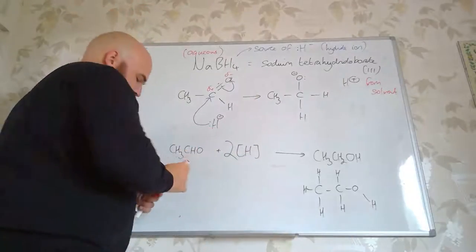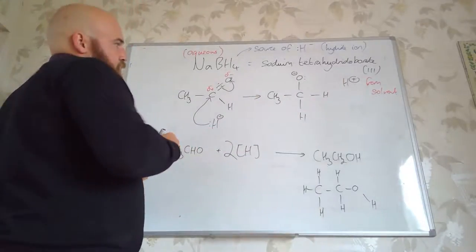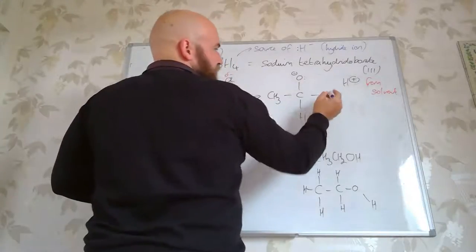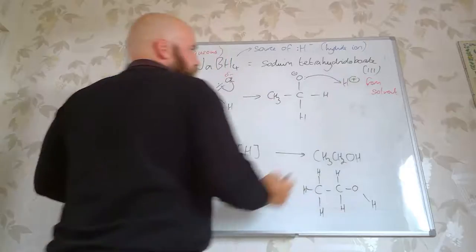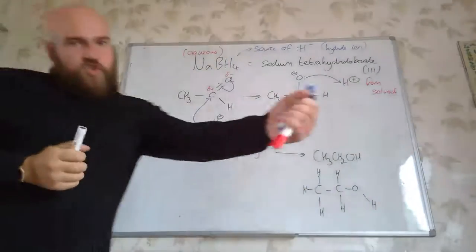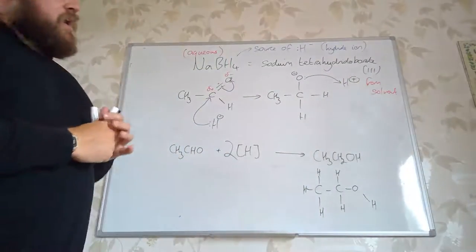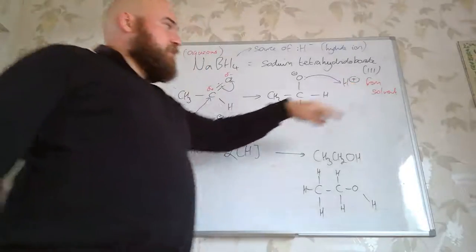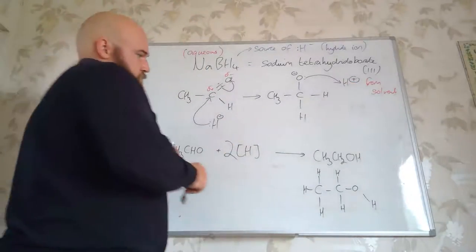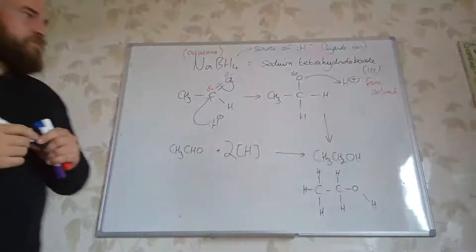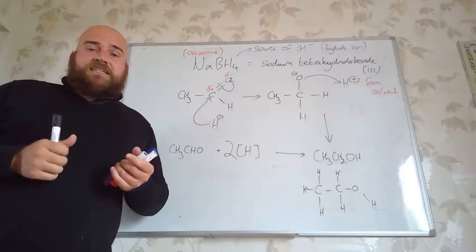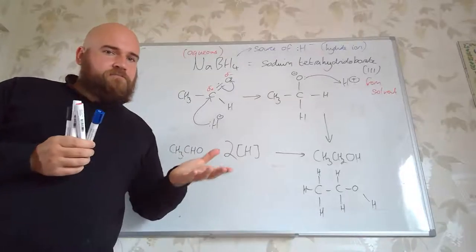And then you can see there'll be a nice simple, again, be careful, don't make this arrow straight. Make it nice and curved. That lone pair will attract the hydrogen, the H plus from solvent, and form our product. And that's it. It's a fairly straightforward mechanism.